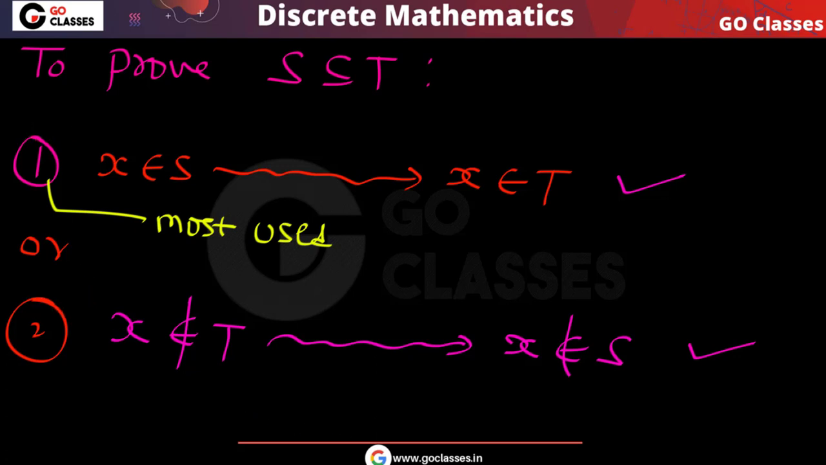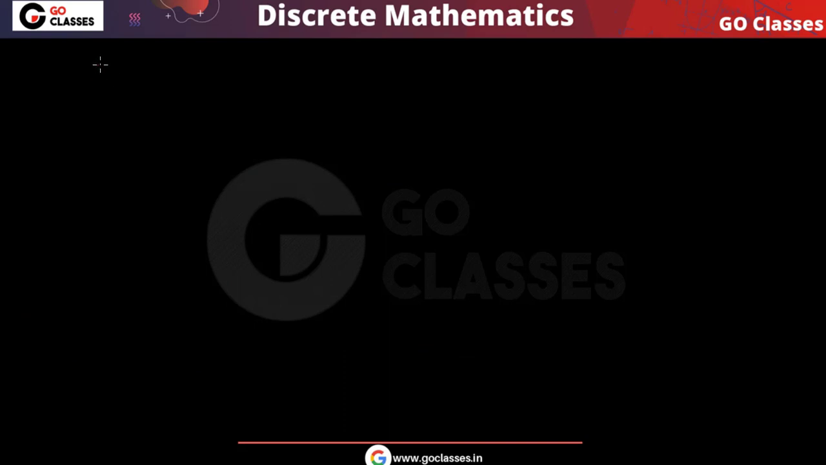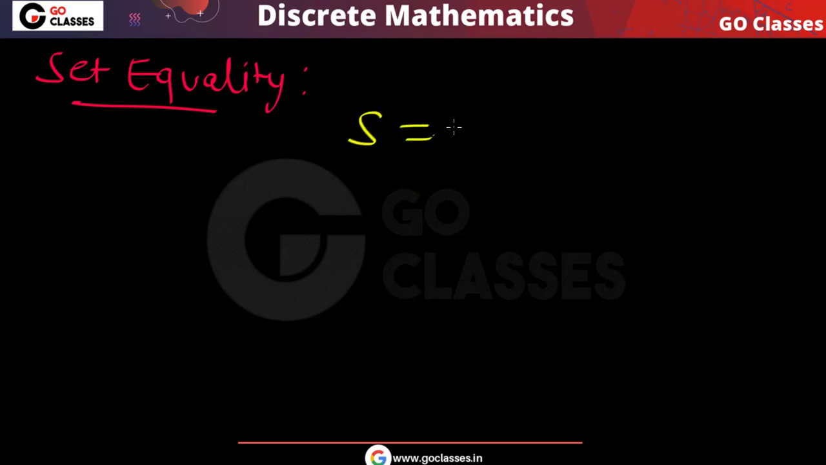Now let's see, how can you say that two sets are equal? What is the definition of set equality? So when can I say that S is equal to T? Two sets S is equal to T.